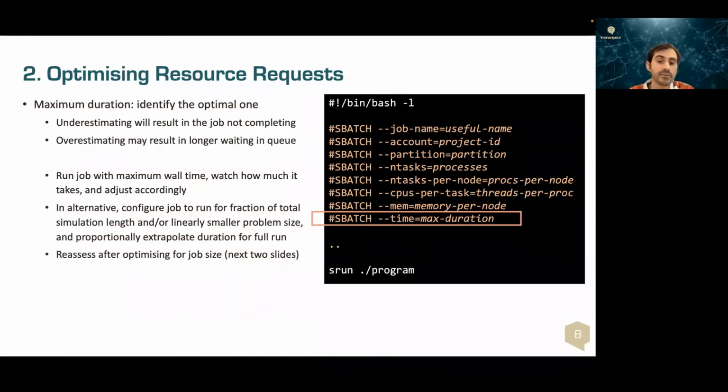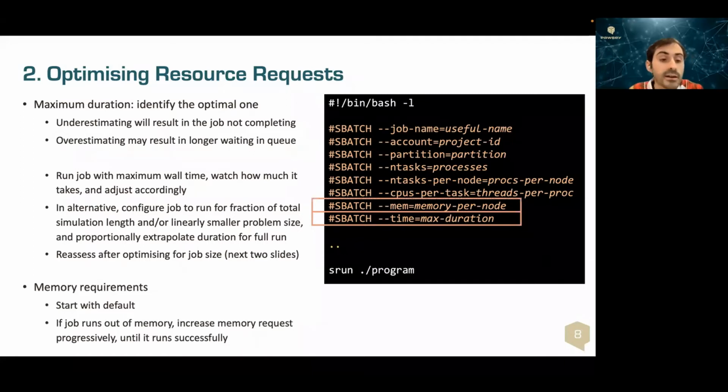In some workflows, you may even be able to scale the size of the problem down and still be able to get a meaningful estimate for the total duration. This only applies if you know that the total wall time is linearly proportional to the size of the problem. Otherwise, this second option is not really viable. If you then also optimize for CPU, task, and node count, as you will see in the next slides, you may need to reassess the wall time after that as well.